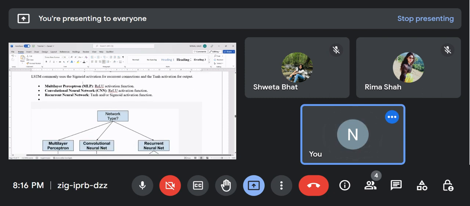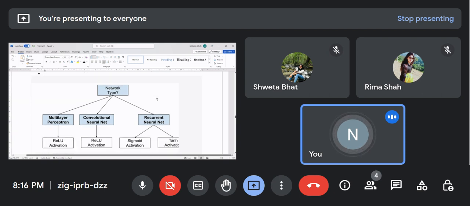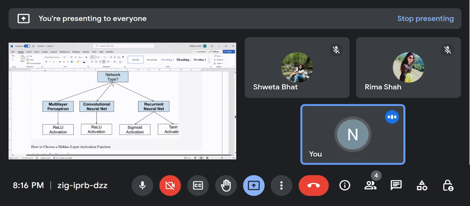And if I talk about where to use what activation functions: if you are having a multi-layer perceptron, use the ReLU activation function. If you're using a CNN architecture, then use the ReLU function. And if you are using a recurrent neural network, then you can use tanh and sigmoid functions as the activation function for the hidden layers. This is what you need to do, and it's been mentioned here in this diagram also, by network type.